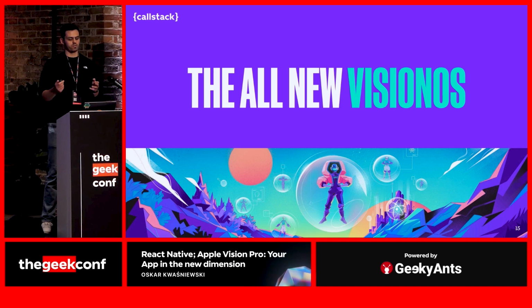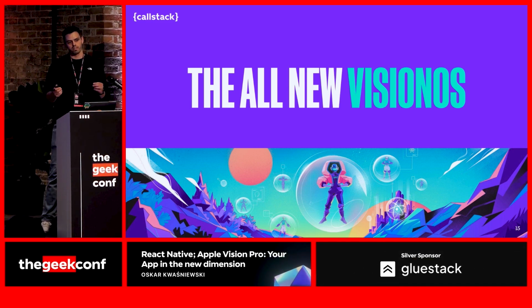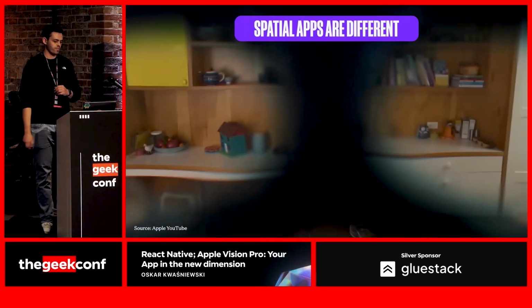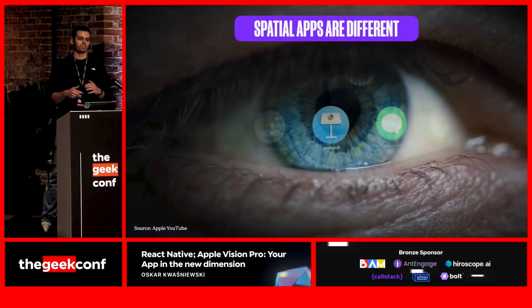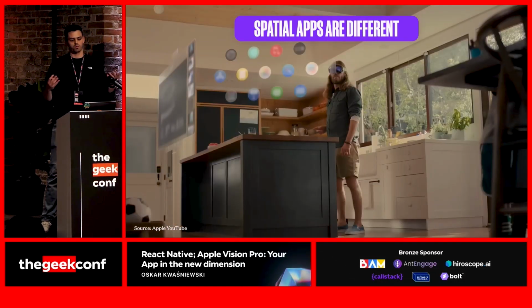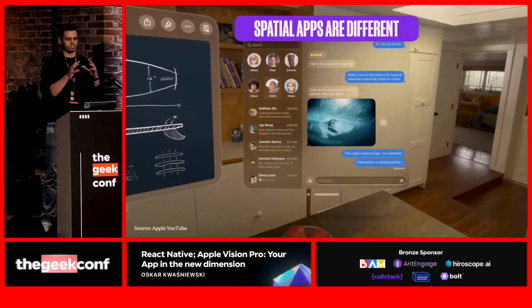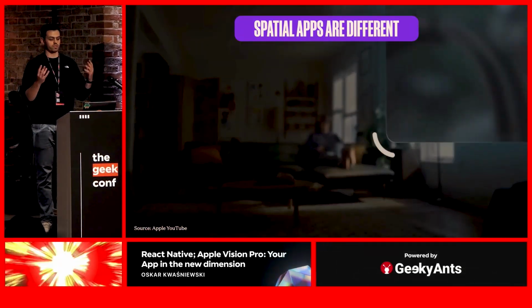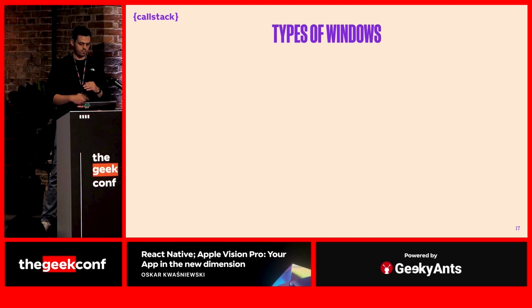So let's take a quick look at the new operating system called Vision OS, which thankfully is based on top of iOS, which made our job a lot easier. Spatial apps are different. We don't have a mouse and keyboard, what we have is hand and eye tracking. We are not sitting in front of a screen, but we are immersed in real surroundings. And we can render our content everywhere using immersive spaces.